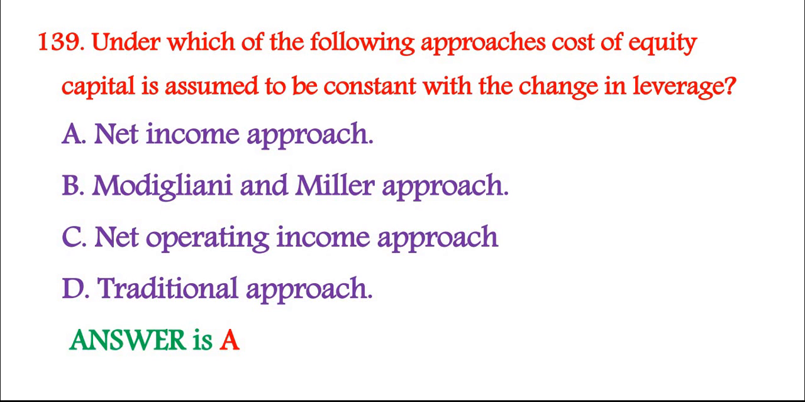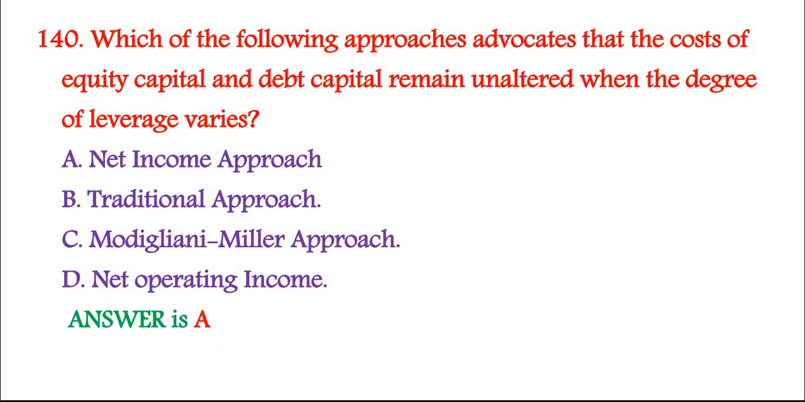139. Under which of the following approaches cost of equity capital is assumed to be constant with the change in leverage? A. Net income approach. B. Modigliani and Miller approach. C. Net operating income approach. D. Traditional approach. Answer is A. 140. Which of the following approaches advocates that the costs of equity capital and debt capital remain unaltered when the degree of leverage varies? A. Net income approach. B. Traditional approach. C. Modigliani-Miller approach. D. Net operating income. Answer is A.